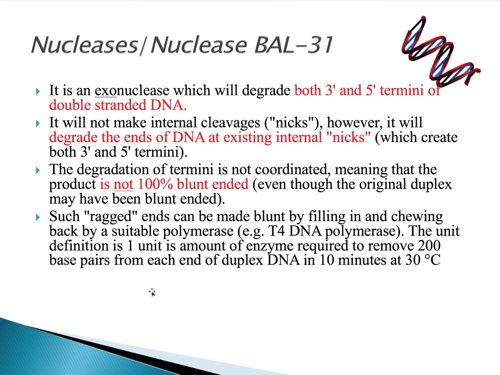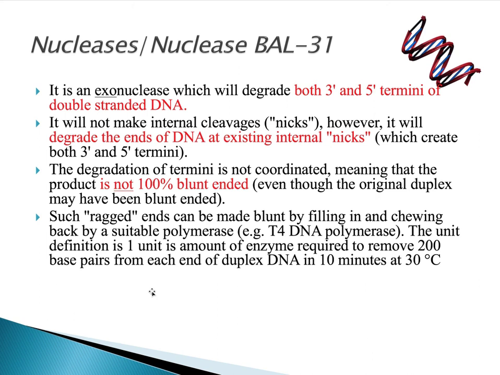All right, let's talk about a few nucleases. We always talk about DNase as one, but let's see what other nucleases are available. So nuclease BAL31 is an exonuclease. Interestingly, it can degrade both the 3' end and the 5' end. It works on double-stranded DNA. It will not make any kind of nicks. But if you have an internal nick, it actually can cut it back. The only problem working with BAL31 is that when it's chopping back, it's not 100% blunt ended.